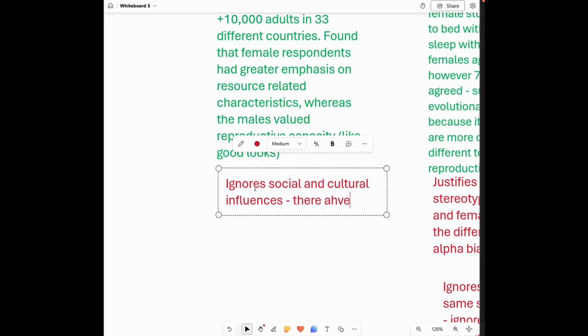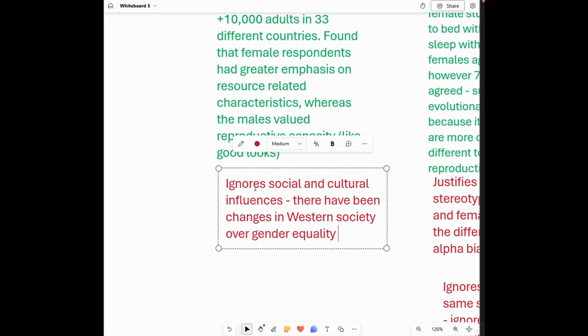Because there have been changes in Western society over gender equality. These days women also have jobs, so they're not always going to be the ones caring for the children. The man might be caring for the child as well. So they may no longer require a man to provide them with resources.